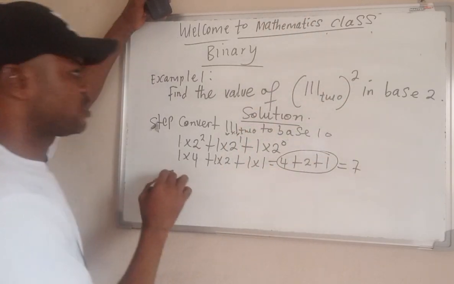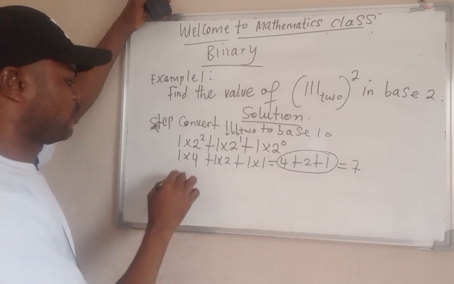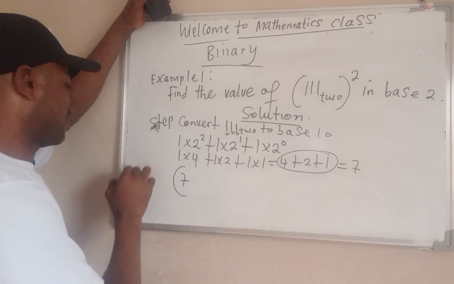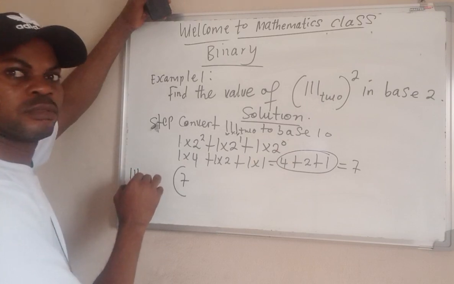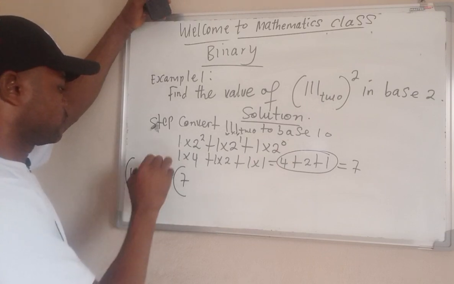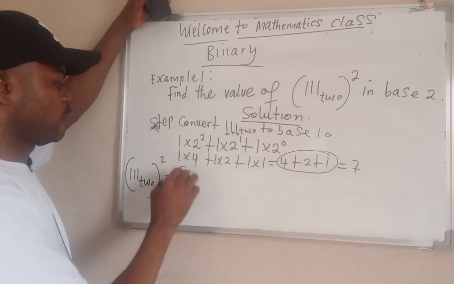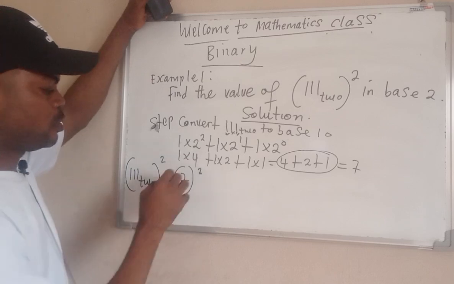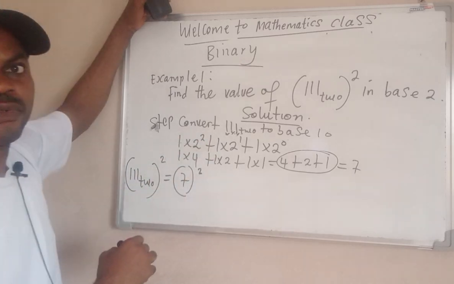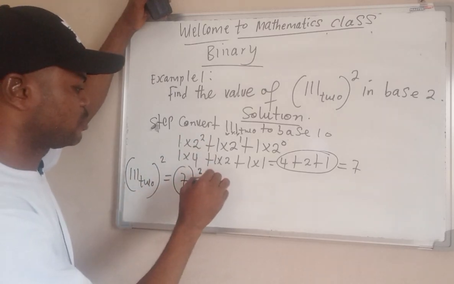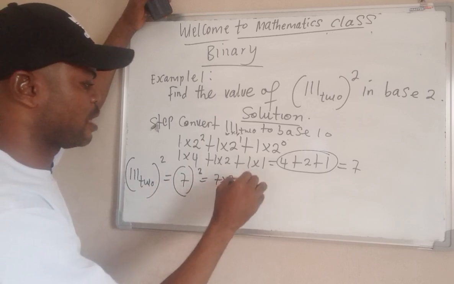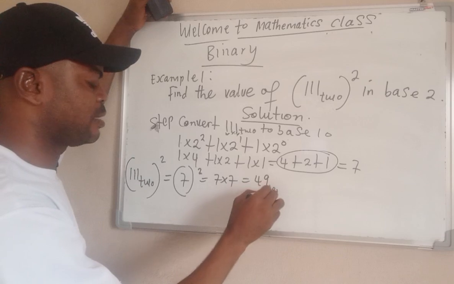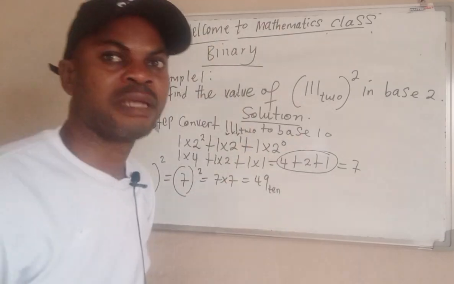So we now write it by saying, therefore, the whole of this, which is 112, gives me (7) raised to 2, which is the same thing as 7 times 7, which gives you 49. And this 49 is in base 10. Don't forget, we expanded, and in as much as we expanded, our answer was in base 10.